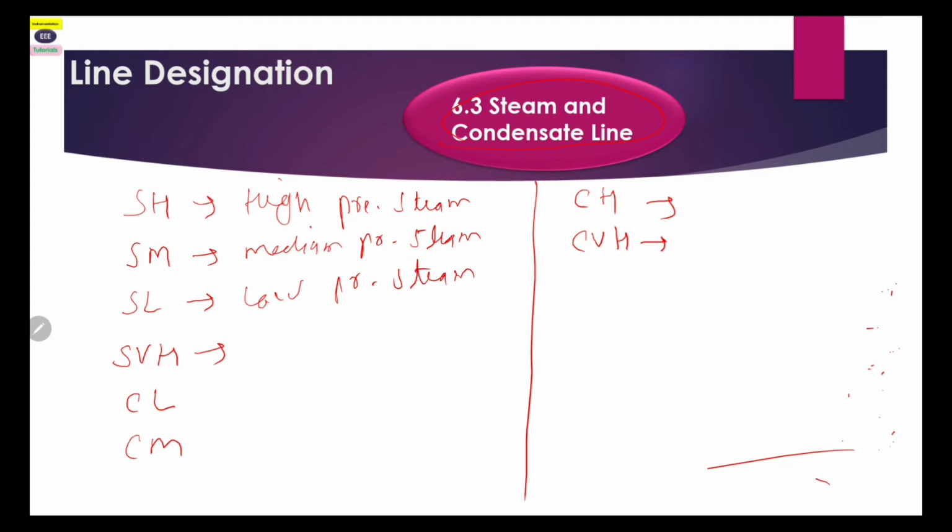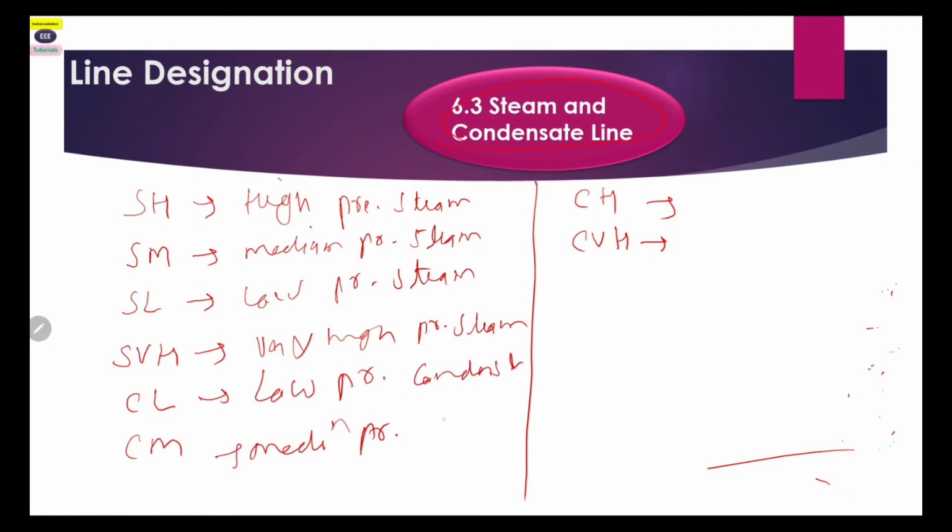And if SBH is written, then very high pressure steam. This is the very high pressure steam. And CL is low pressure condensate. Low pressure condensate. And this is the medium pressure condensate. And CH is high pressure condensate. High pressure condensate, and this is the very high pressure condensate.